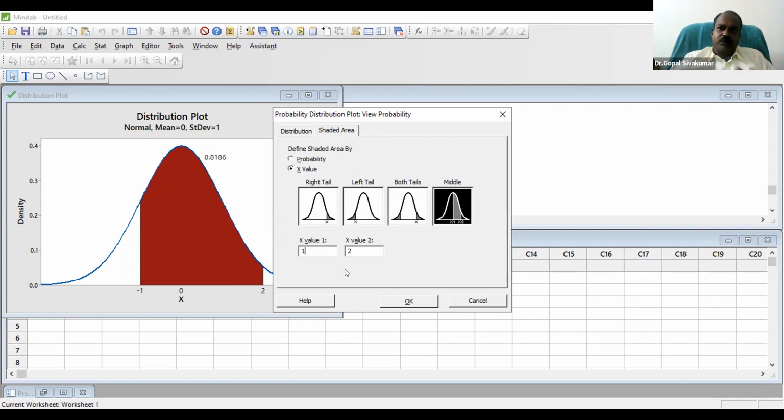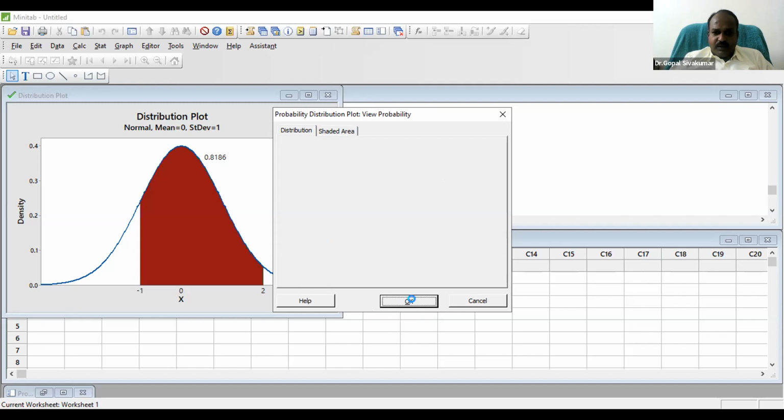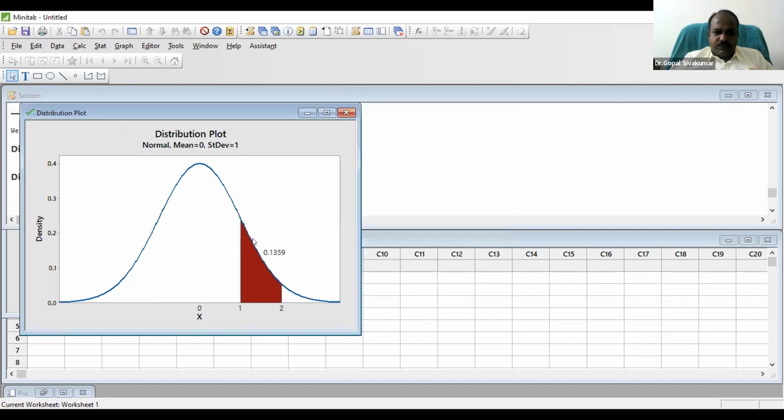When I give 1 to 2, I am talking about this area. What is the probability now? 0.1359. Now, what is the area you want? You want the area from -1 to +2. And -1 to +1, how much? 68. +1 to +2, 13%. 68 and 13, 81. Rajesh, do you now understand how the 81 is coming? So -1 to +2 is a total of 81.